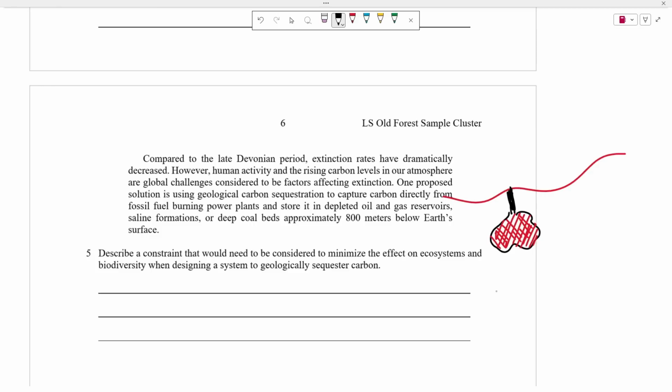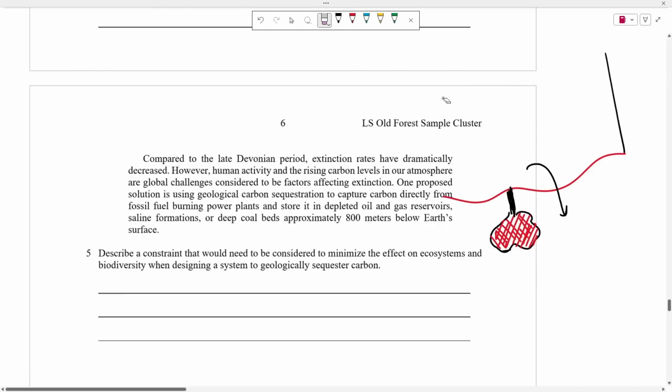The second thing you could have said here was that it would be important to limit the amount of space that is used by geological carbon sequestration equipment. You want to make sure that whatever process you're using to put carbon dioxide into these old pockets isn't taking up too much space. You don't want to need to dedicate an entire mile of land to build a facility or a factory that will then pump carbon dioxide into the ground. You want to make sure that it takes up minimal space.